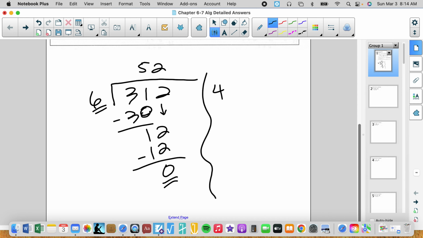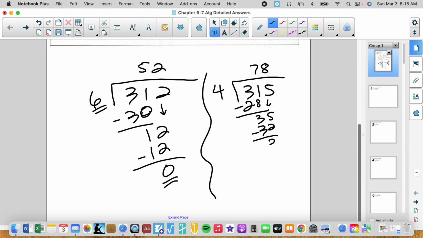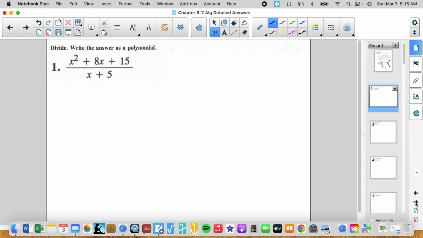Now, if we have 4 divided into 315, you know what we do here? 4 goes into 30 7 times, 28, and then we change the sign to a negative. That gives us 3. We bring down the 5, 35. 4 goes into 35 8 times, 32, change the sign, and we take 3, and what do we do with this remainder? Remainder, we can take that 3 and put it over the divisor. So we're going to see a lot of that same stuff here.